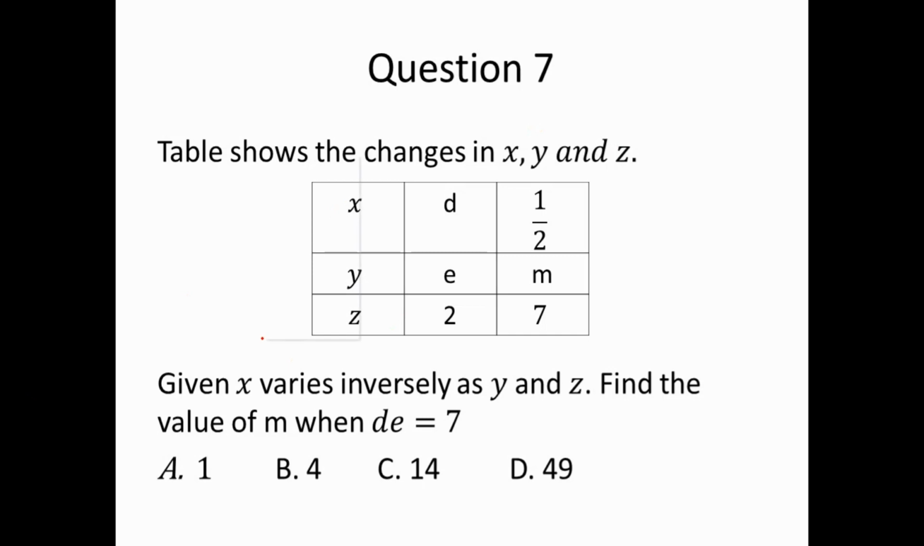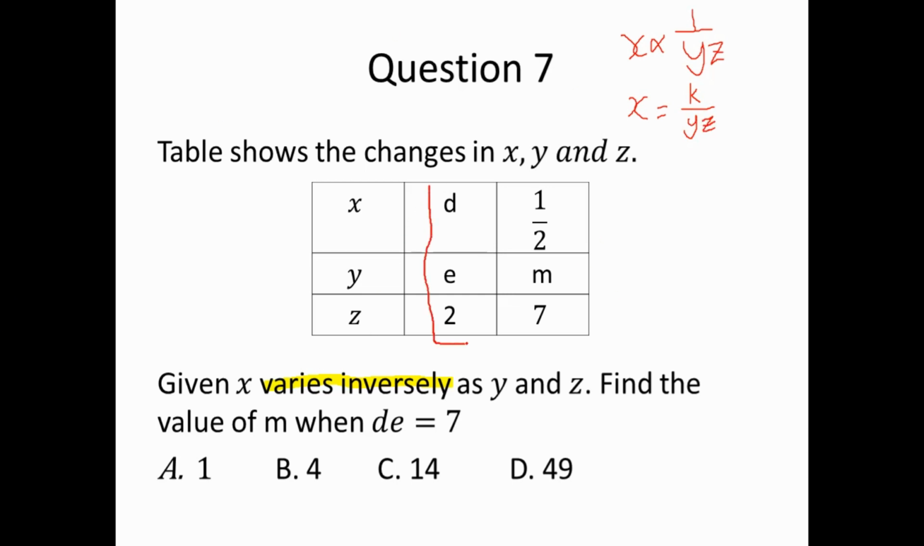Number 7. So we highlight the keyword first. Given X varies inversely as Y and Z. So the relation will be X varies inversely, which means 1 over Y and Z. The equation is X equals K over YZ.